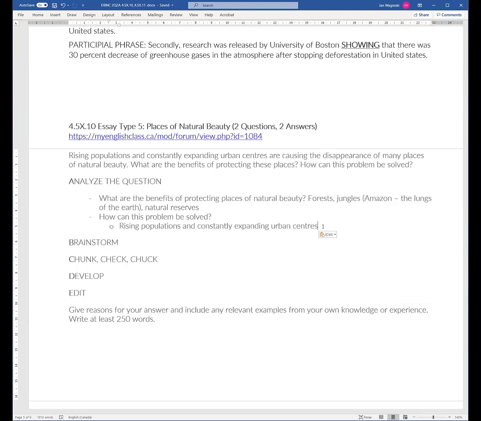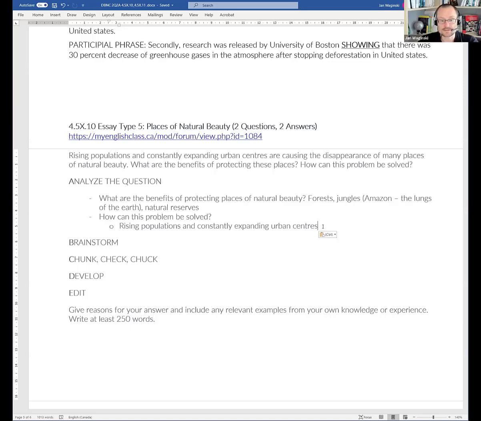We cannot say how to solve it by prohibit, I mean, protect, how to protect these places? Yes, but you have to talk about, we have to mention this one. Yeah, exactly.